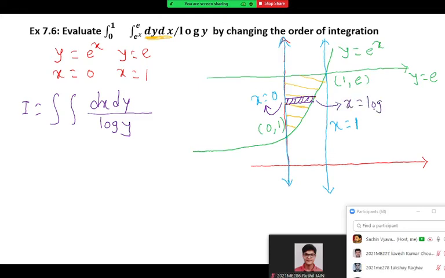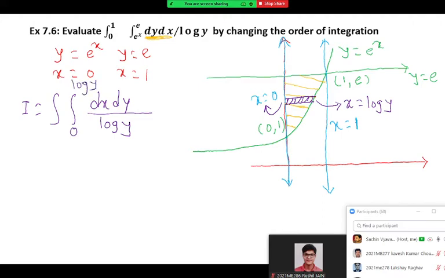Very good. You will observe why these are the limits for x. When we take a horizontal strip, we just have to check the left hand is touching which curve. Left hand touches x equal to 0 and right hand touches y equal to e raised to x. But we want limits for x. So y is e raised to x, so x is log y. So the limit of x is 0 to log y. That's the correct answer.